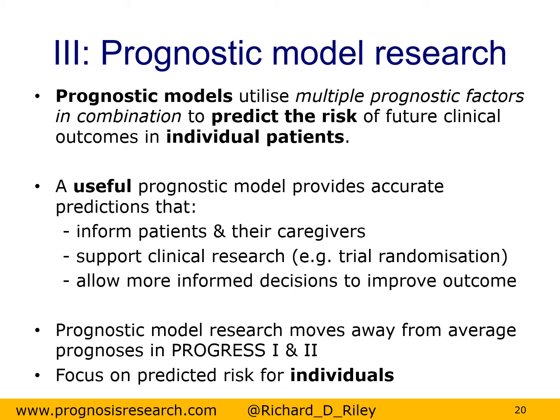Clinical research, such as randomized trials, can utilize prognostic models in their trial design and randomization, for example. And ultimately, understanding somebody's risks can help us make decisions about what treatments to implement for that individual. So prognostic model research moves away from average group level prognoses and focuses more on individual risk for individuals.